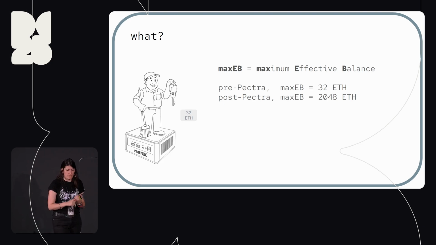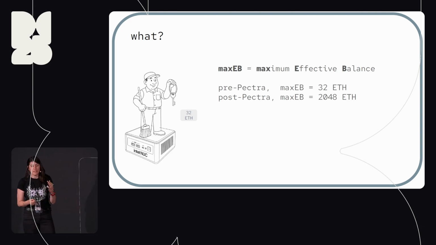Not to be confused with the min effective balance, which pre-Pectra was also 32 ETH. So min and max was 32, so you could only earn on 32 pre-Pectra. Post-Pectra, you can have a validator that is any integer between 32 and 2,048 ETH.